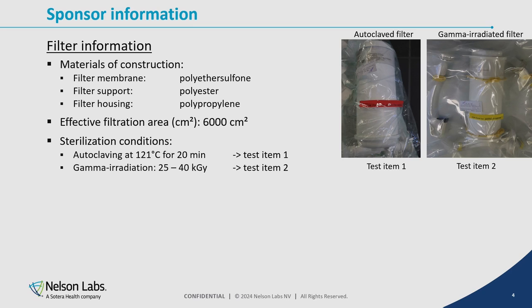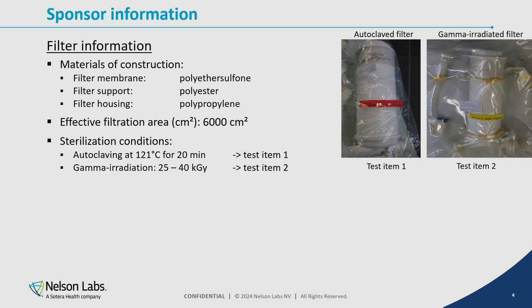Another important information is the effective filtration area. In this example, it's 6,000 square centimeter, and that will allow us to report results in microgram per square centimeter. If the sponsor has, for instance, filters made of the same materials of construction, but in a different size, the results can also be extrapolated to the appropriate filter size in the process.